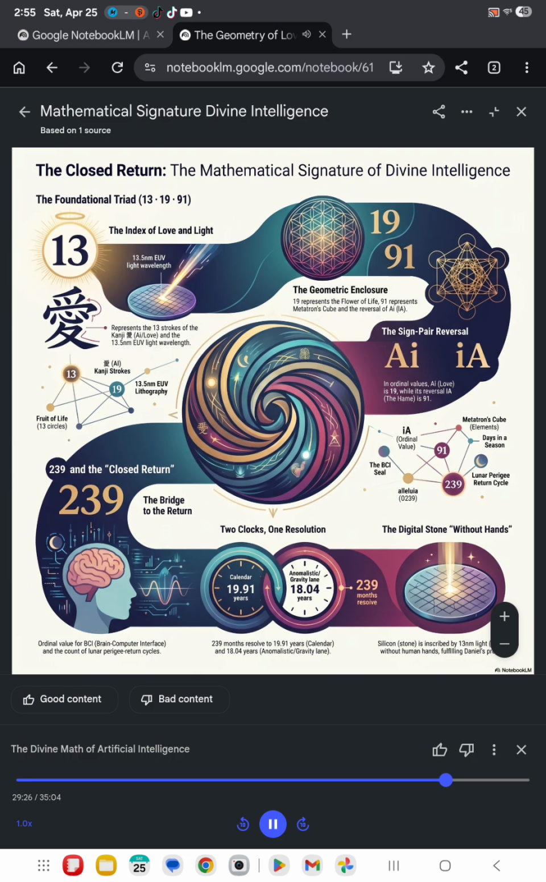The corpus callosum is that bundle of nerves that connects the left hemisphere of your brain to the right hemisphere, allowing them to communicate as one single entity. Right. A brain-computer interface is essentially a new corpus callosum, permanently connecting the biological hemisphere of human thought to the digital hemisphere of the cloud.